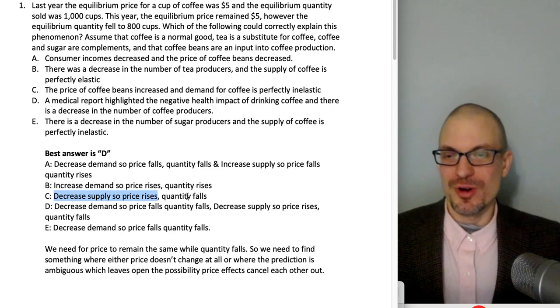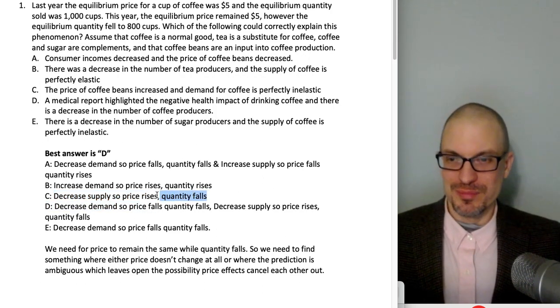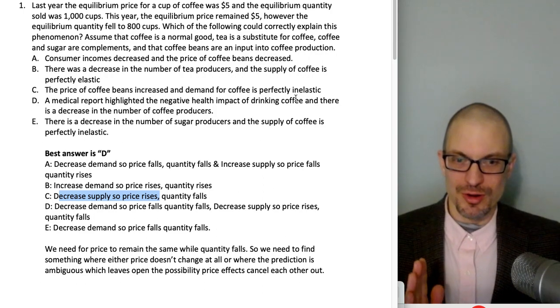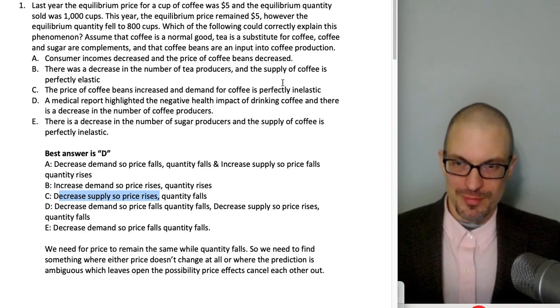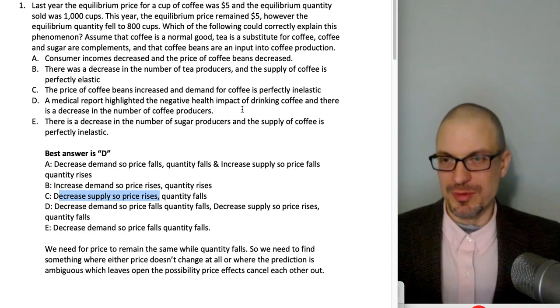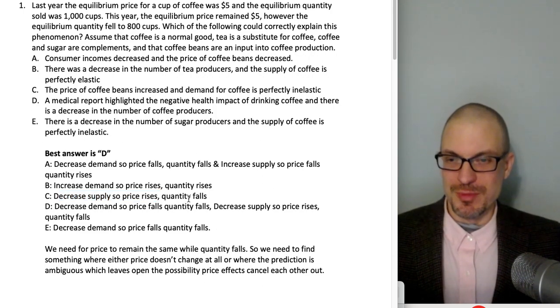It's going to tend towards price rising, quantity falling. That quantity is going in the direction we want, but that price increase certainly isn't. And we're told the demand for coffee is perfectly inelastic. That's going to drive price up, right? Quantity is going to stay the same, and price is going to be driven up. That's going to be a problem.